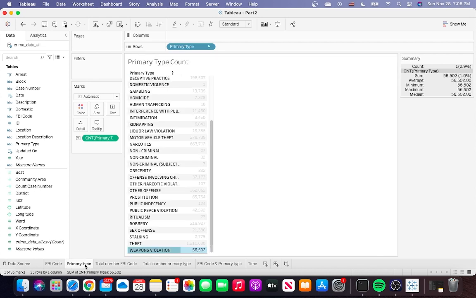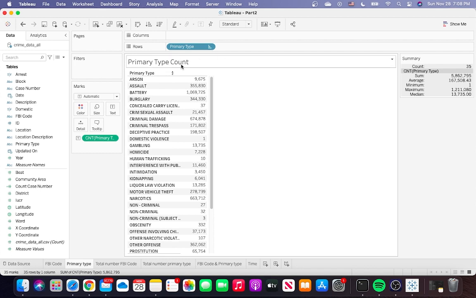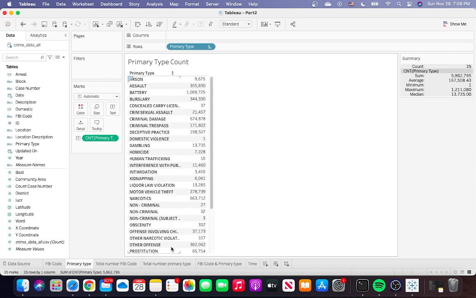And then we would like to know the primary type. So they have 35 primary types. We have arson, the first one, assault, battery, burglary, and so on until the end. The last one, our 35th, is weapon violation. Okay, so this is all we have.